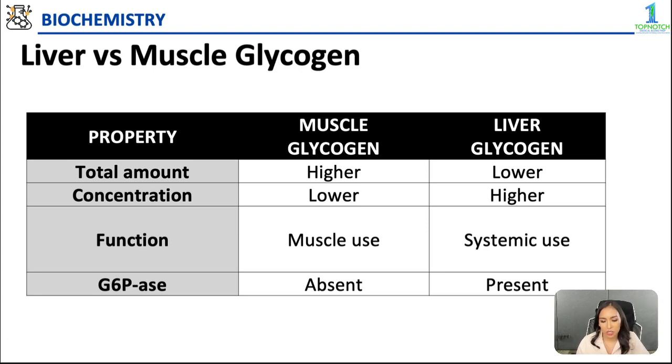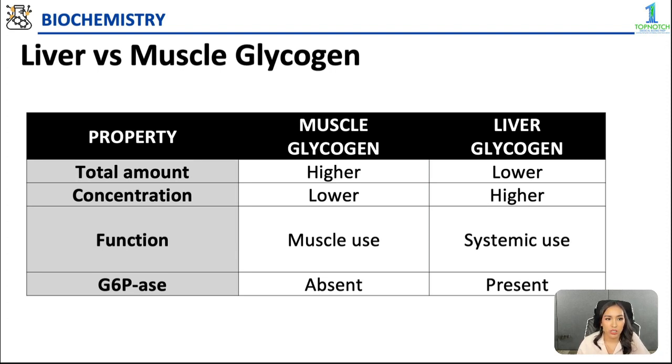So, it makes sense because in your body, ano bang mas malaki, yung muscles mo or yung liver? Cumulatively ha. Di ba mas marami kang muscles kumpara sa liver? So, if you add the total amount of glycogen in your muscles, mas marami talaga yun than the liver. How about concentration? Muscle glycogen is lower, liver glycogen is higher. Kasi kahit maliit yung liver, it's packed, super packed with glycogen.